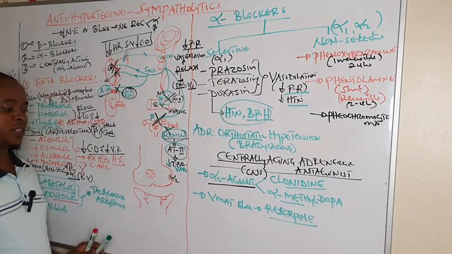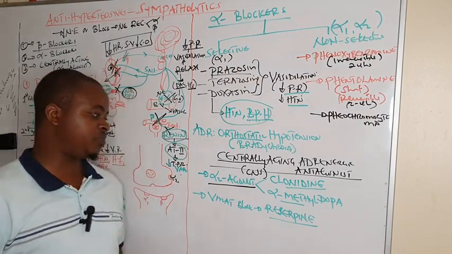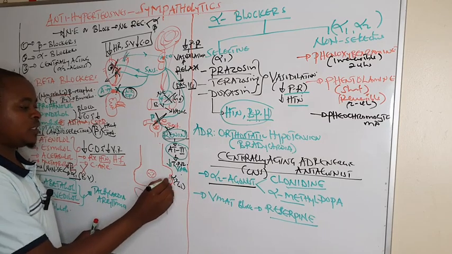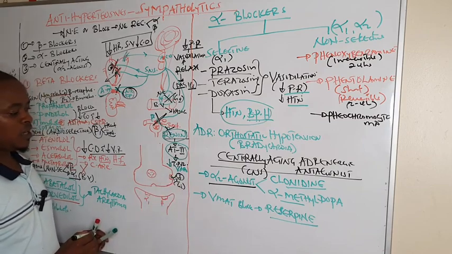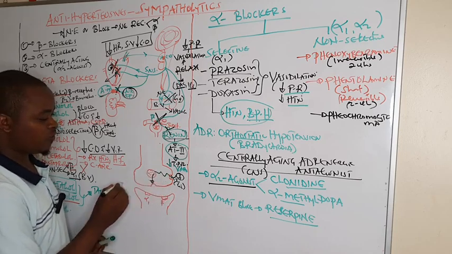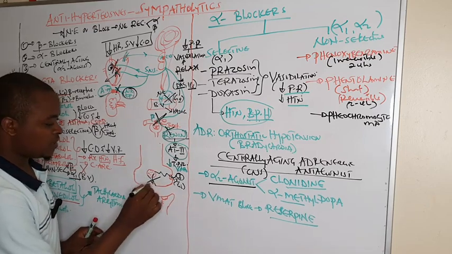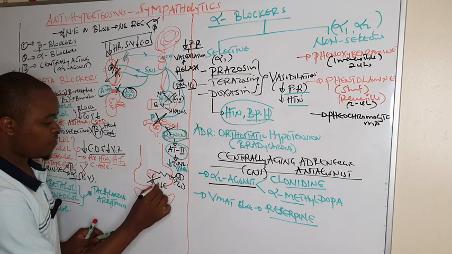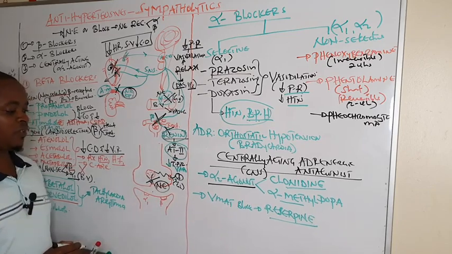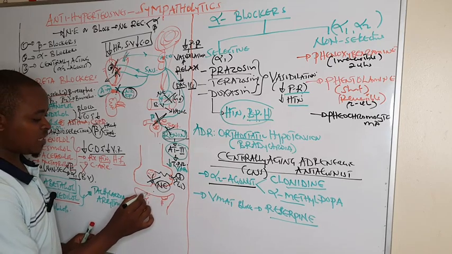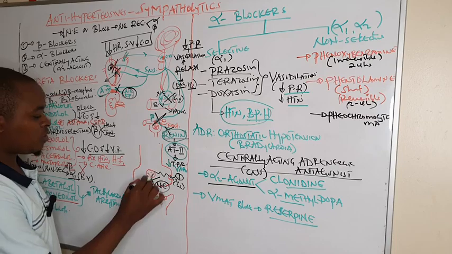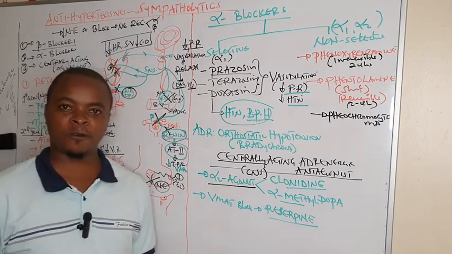presynaptically. Alpha-2 receptors are found on the presynaptic neuron, and they are G inhibitory, meaning when stimulated, they come and inhibit release of neurotransmitter. So they inhibit release of norepinephrine from the presynaptic neuron into the cleft. After blocking the release, the norepinephrine is reduced, so there is no norepinephrine to bind to the postsynaptic receptors. Hence, we are able to block the sympathetic outflow.